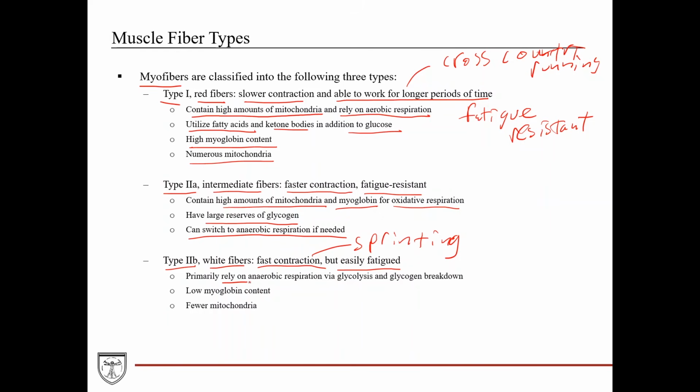These primarily rely on anaerobic respiration because it's just quicker via glycolysis and then glycogen breakdown to keep feeding that. They have low myoglobin content. That makes sense because they're not relying as much on aerobic respiration. They're relying more on anaerobic, which means it doesn't need oxygen. They also have fewer mitochondria as well because, again, they're relying more on anaerobic respiration.